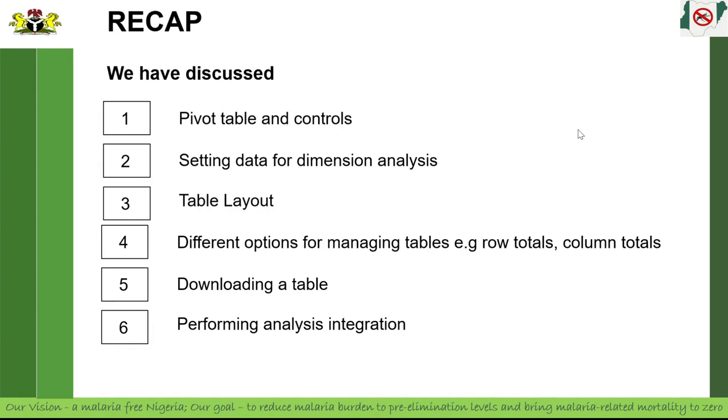As a recap, we have discussed the pivot table and its controls. We went over the interface of the pivot table, went over the top center control, went over the left controls where we select our dimensions, and also we went over the top right controls. We also discussed setting data for dimension analysis. We discussed table layouts. We discussed different options for managing tables, for example, totals. We also discussed how to download a table in different formats.